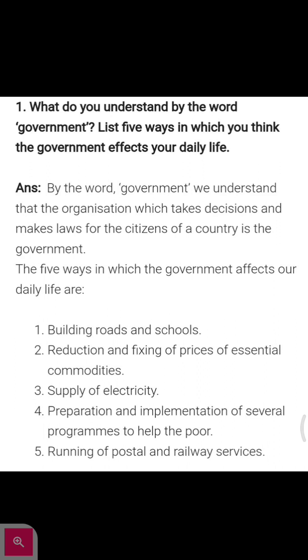The 5 ways in which the government affects our daily life are: first, building roads and schools; second, reduction and fixing of prices of essential commodities; third, supply of electricity; fourth, preparation and implementation of several programs to help the poor; fifth, running of postal and railway services.